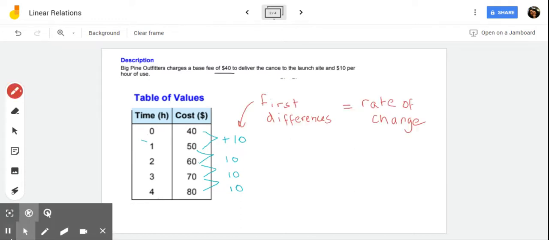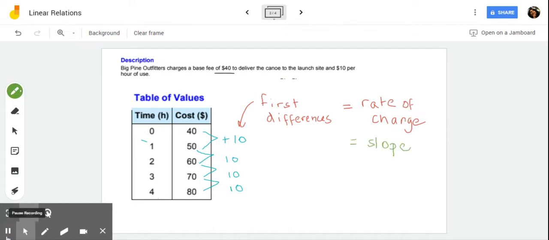And there's another name we use to represent first differences or rate of change. The other name we can describe these as is the slope. So the slope, first differences, rate of change, it's all the same thing.